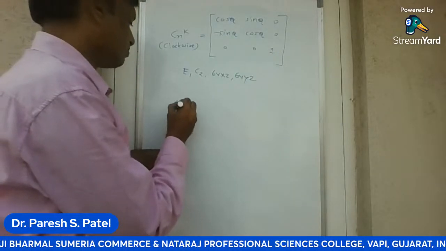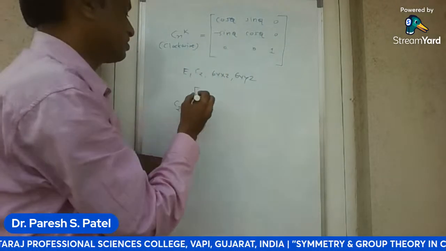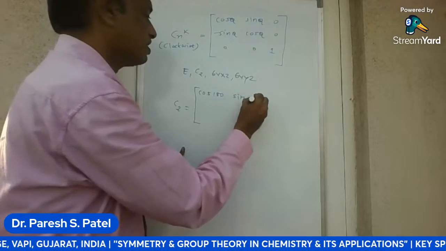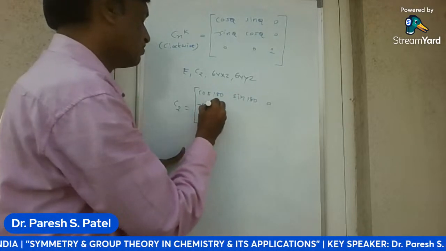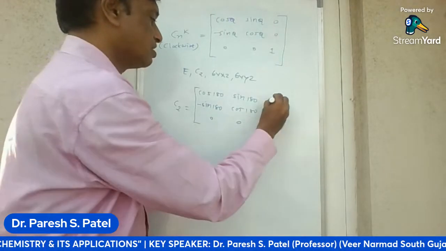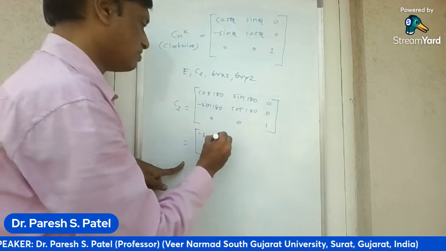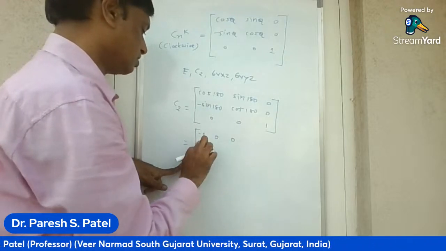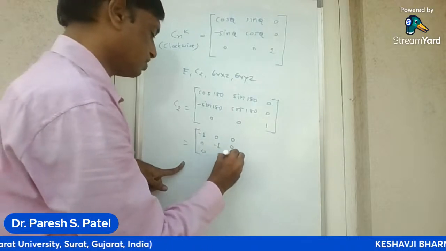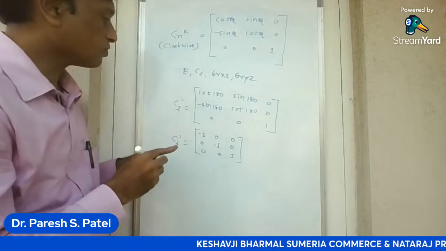So in case of the matrix representation for C2, we have to put the value theta equal to 180: cos 180, sin 180, 0, minus sin 180, cos 180, 0, 0, 0, 1. We know that the value for cos 180 is equal to minus 1, and sin 180 is 0. So the matrix is minus 1, 0, 0, 0, minus 1, 0, 0, 0, 1. This is the matrix representation for C2 or C2 1. Both are the same.